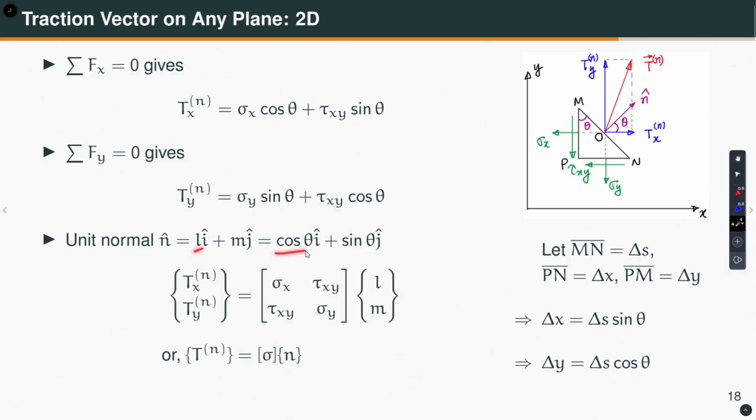So, L becomes my cos theta, okay, and M becomes my sin theta, right. So, if I introduce this notation, I can write cos theta is equal to L, sin theta is equal to M. So, these two written in this form, sigma x, tau xy, sigma y into L and M. Or we can say the traction vector for 2D is equal to the stress tensor, which is 2 by 2 in matrix form, because we are talking about a 2-dimensional case, into the unit normal n.